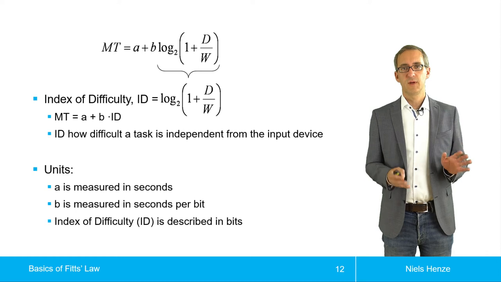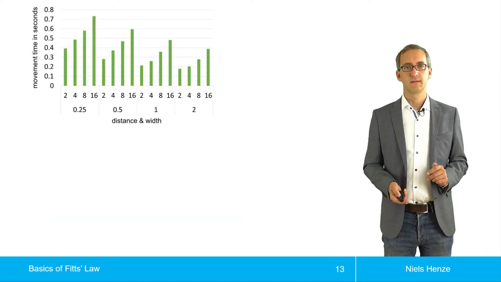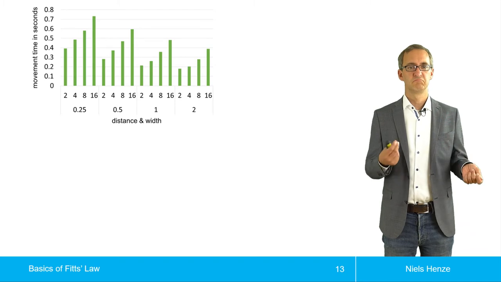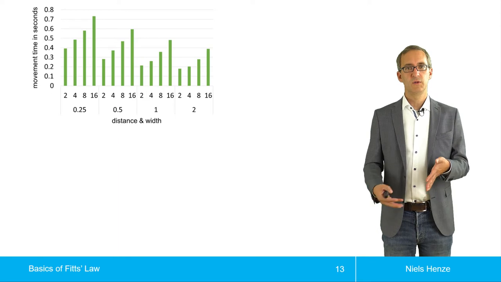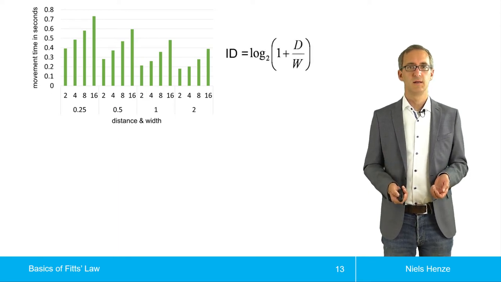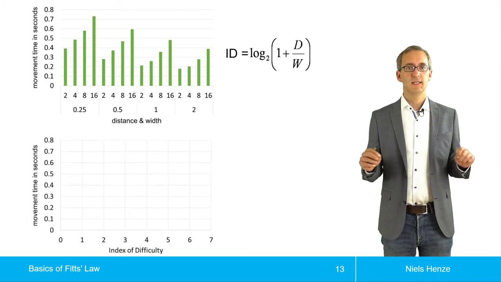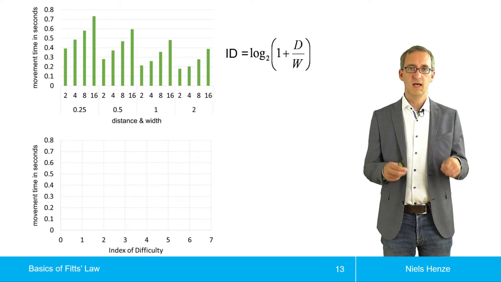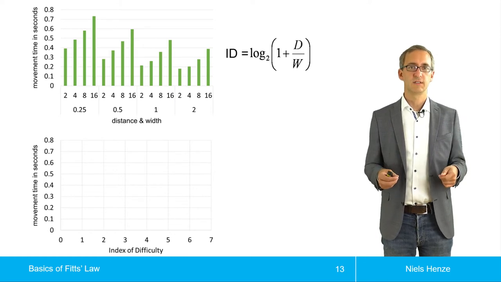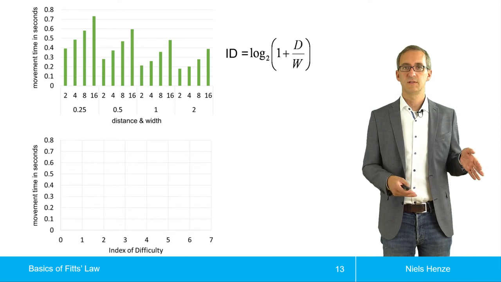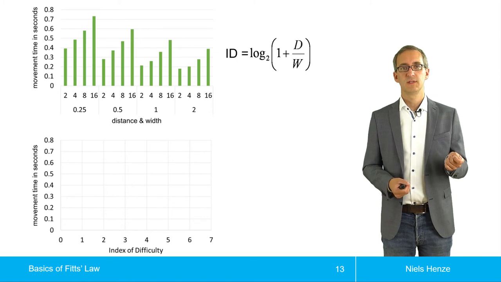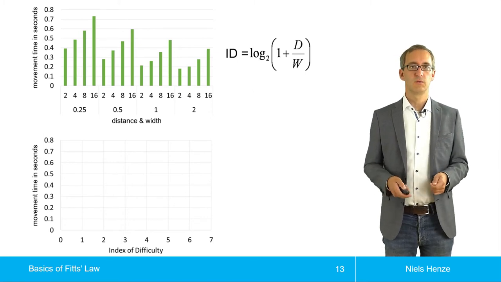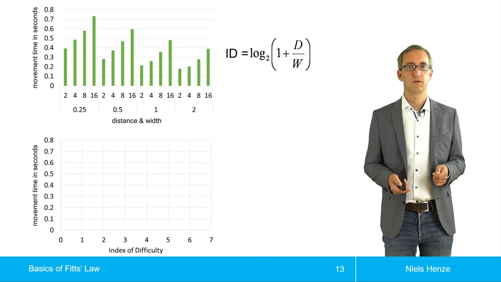So now we have the right tools in order to go back to our empirical data. So we had these, well, measures that we took. And now we can think about, can we reformulate this graph? We have the index of difficulty, and now we replace on the x-axis the size and the distance by the index of difficulty. And on the other axis, we still have the movement time in seconds. And now we can try to put the data that we collected in our new graph. And let's look at a few examples.